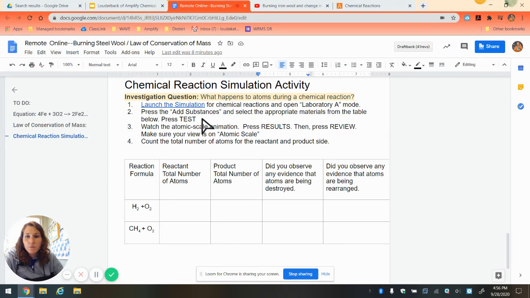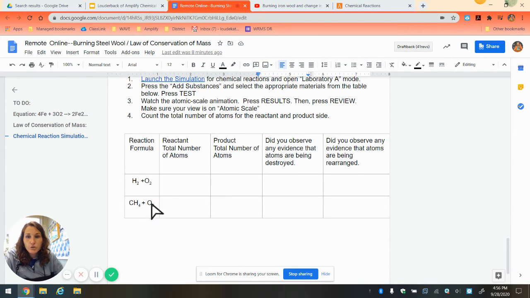And what we're going to do here is launch the simulation, and it's going to take you to Amplify. You will need to log on with your Google account. And you're going to test two types of reactions, and you're going to count the total number of atoms on the reactant side and the product side. Did you see any of the atoms be destroyed, or were they all rearranged?